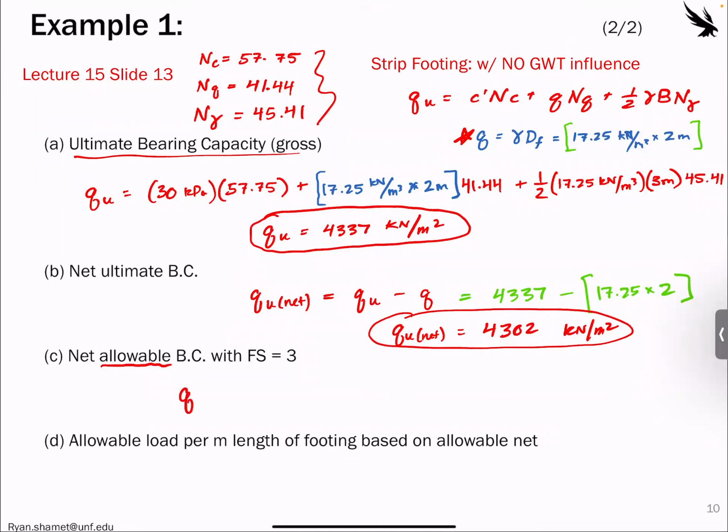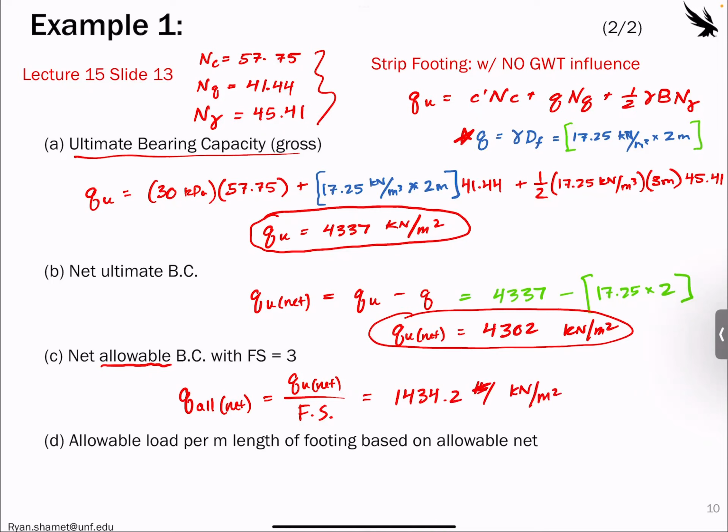So there's going to be a lot of little subscripts here, but Q allowable net, this will equal the Q net divided by the factor of safety. And you don't have to try to remember these equations. Just when you think of allowable, think of something that is lower than the designed. So this will be divided by this factor of safety. So we divide this by 3. And what we get is 1434.2, sorry, I almost did pounds, kilonewton per square meter, so kilopascals.